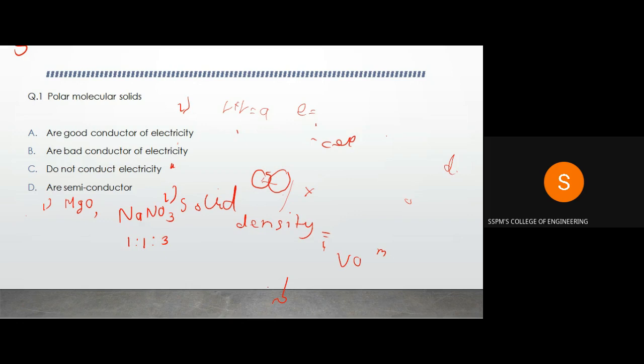Now the coordination number of SC, BCC and FCC. The question only asks how to find the coordination number of SC, BCC and FCC. Only theoretical questions are asked in this chapter. Coordination number of SC is equal to 6. Coordination number of BCC is 8. Remember this number only. FCC is 12. And packing efficiency of SC, BCC and FCC. Okay.